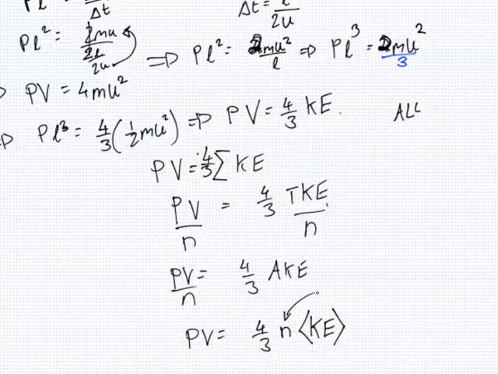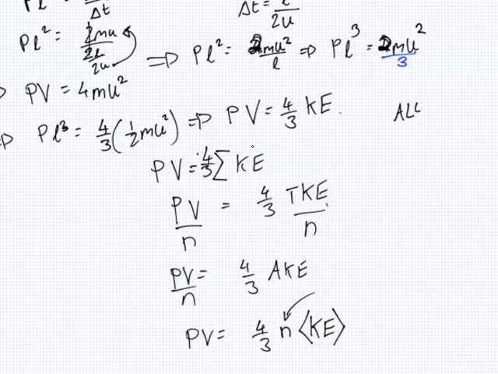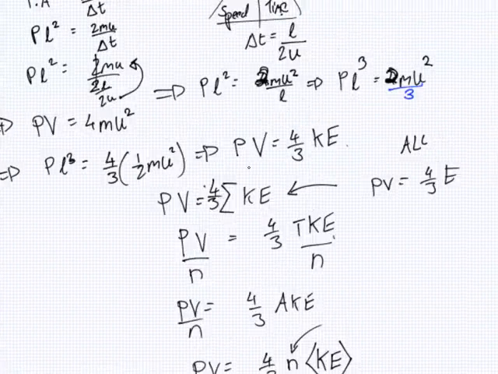Okay, actually I guess I kept my formula in this form rather than dividing it by n, so I'll just branch off here. PV is 4/3, and this is the total energy. You add up all the kinetic energies. I didn't bother writing it like this, so we'll just not look at that.